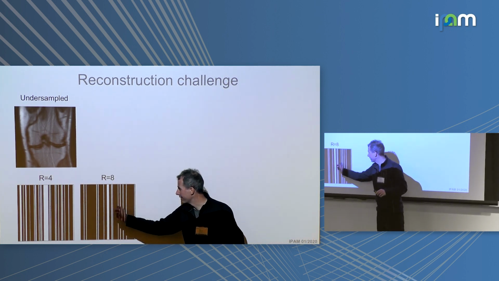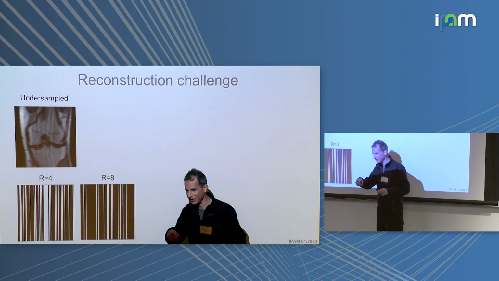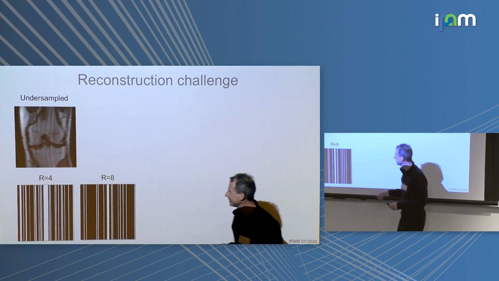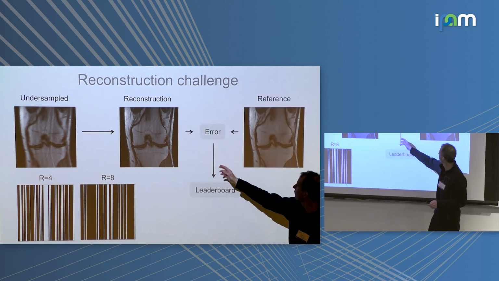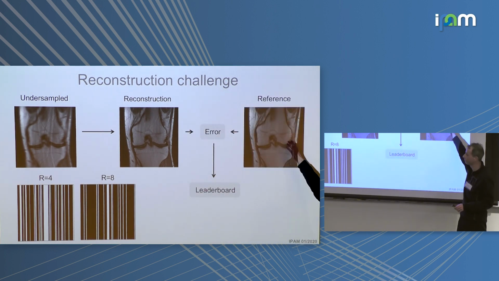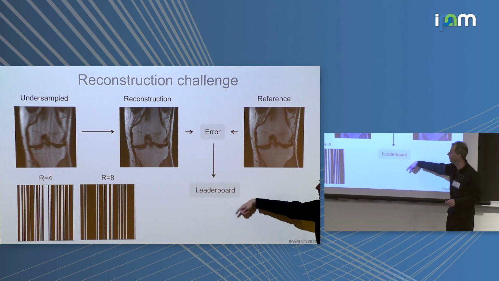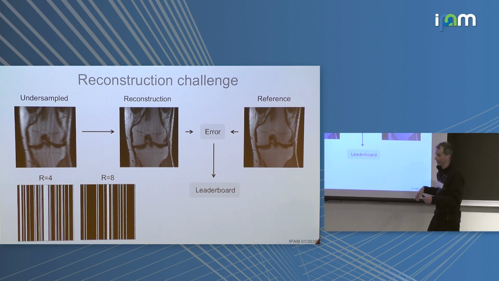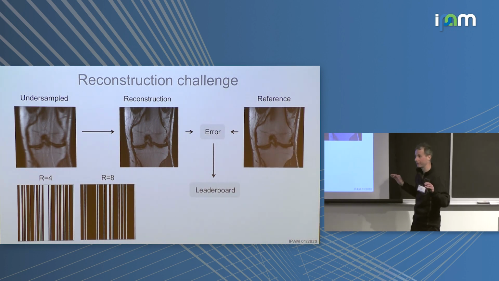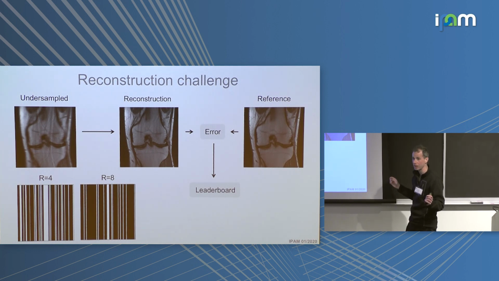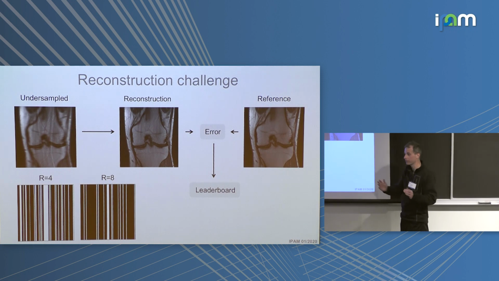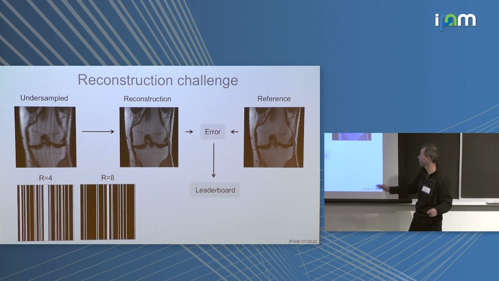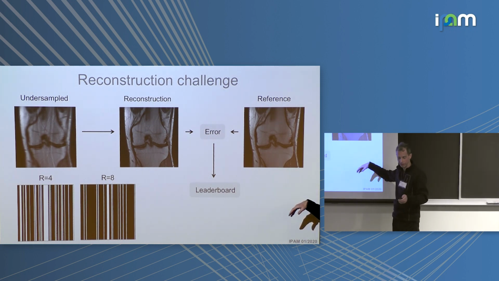And these are the sampling masks now. So this is a little bit different. So this is now pseudo-random sampling. And then they did their reconstructions and sent them to us. We compared them against the ground truth and then made a leaderboard. And in that way, I thought, okay, that's really an opportunity to see where the field is as a whole and let all these different groups compare their methods on one standard benchmark data set.